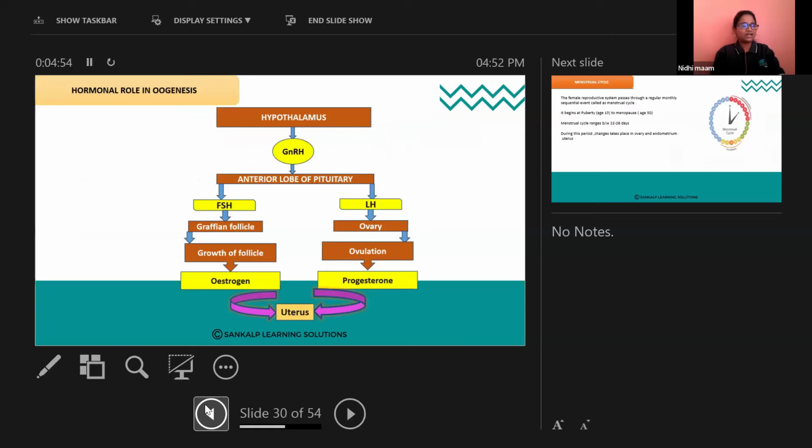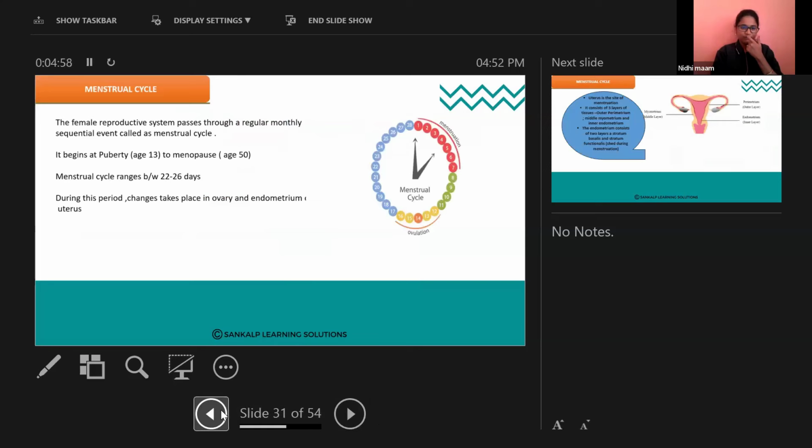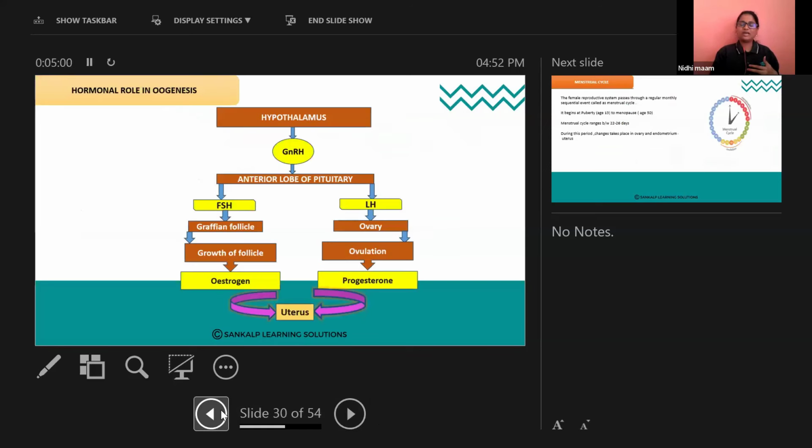Next we have the menstrual cycle, which we will be studying in the next session. I hope the concept of gametogenesis, spermatogenesis, oogenesis, as well as the hormonal role in both processes is understood by everyone. Any doubts?